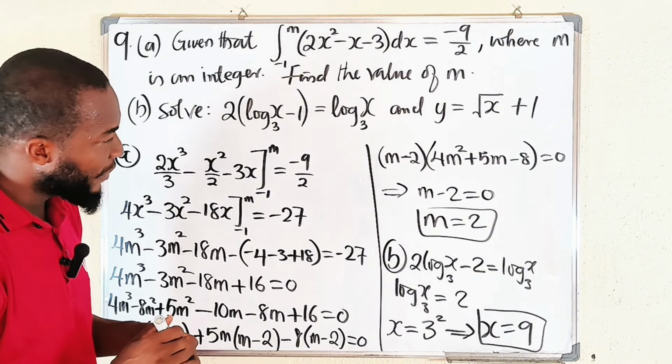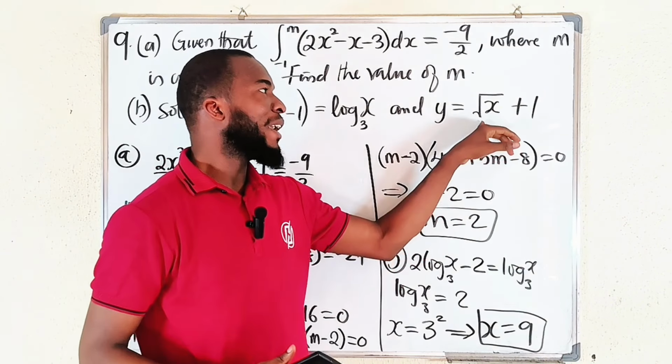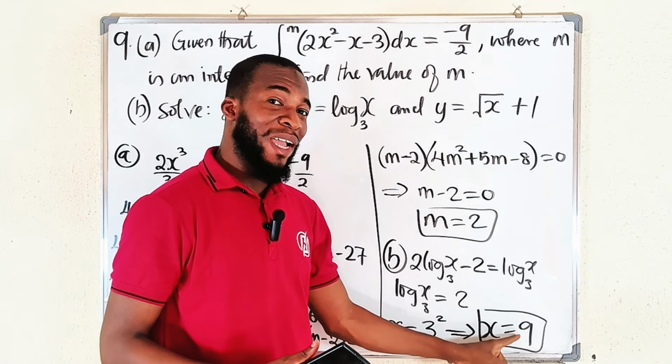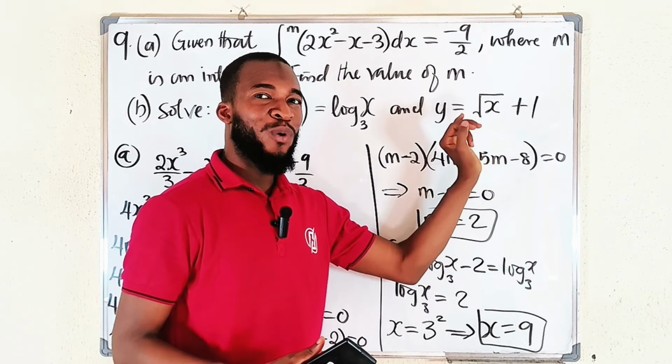So how can we find the value of y? The value of y is what? Square root of x plus 1. Square root of x implies square root of 9. Square root of 9 is 3. 3 plus 1 is 4.